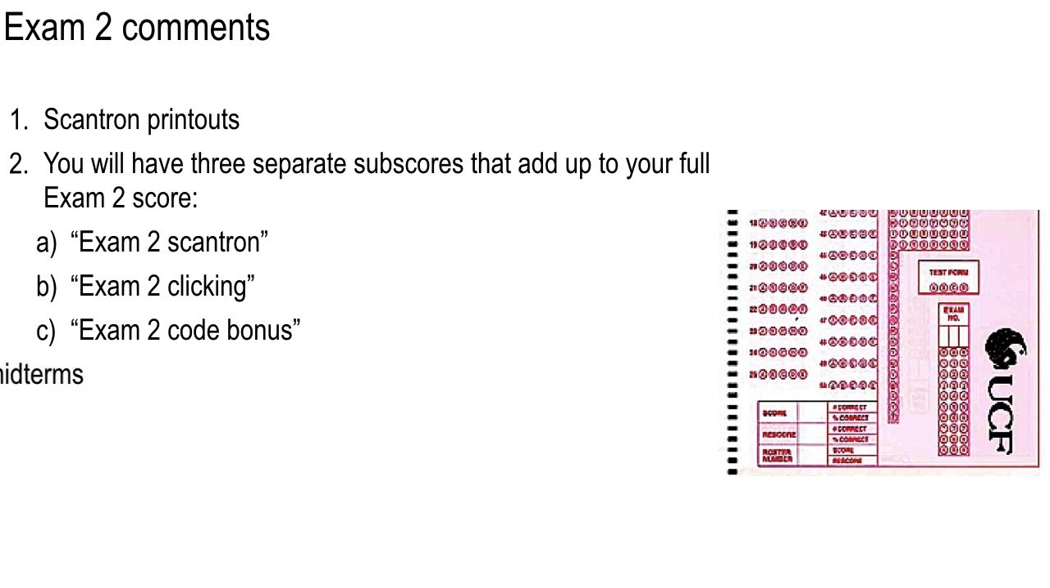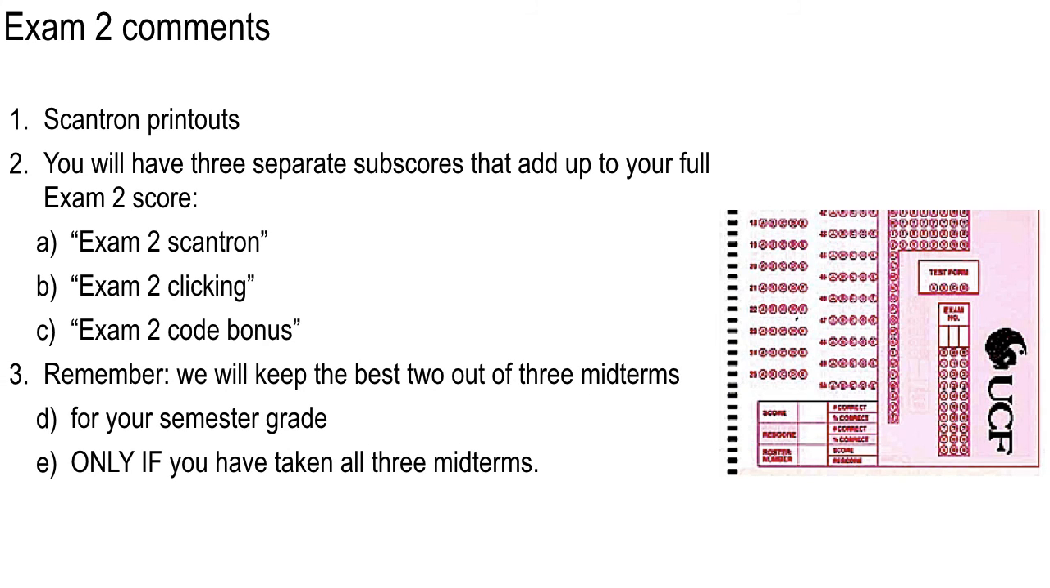Now a couple reminders to you. We are going to keep the best 2 out of 3 midterms for your semester grade, but only if you're here for all 3. If you were here for exam 1 and 2, and for some reason you miss exam 3, then exam 3 is the one that's dropped, and you don't have a chance to do better than you did on exam 1 or exam 2. So I highly recommend, if you've made it to exam 1 and exam 2, make it 3 in a row. That way you will have the luxury of dropping your lowest score.